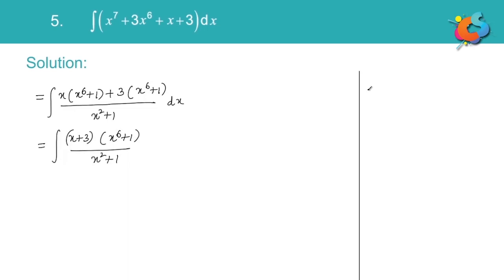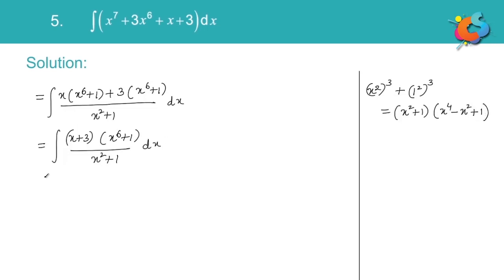For that, we can write x^6 + 1 as (x^2)^3 + 1^3. It is the same as a^3 + b^3. We know that a^3 + b^3 is (a + b)(a^2 - ab + b^2). So that means it becomes (x^2 + 1) times a^2, meaning (x^2)^2, which is x^4, minus ab, that is x^2 into 1, which is x^2, plus b^2, which is 1^2, the whole square is 1 itself.